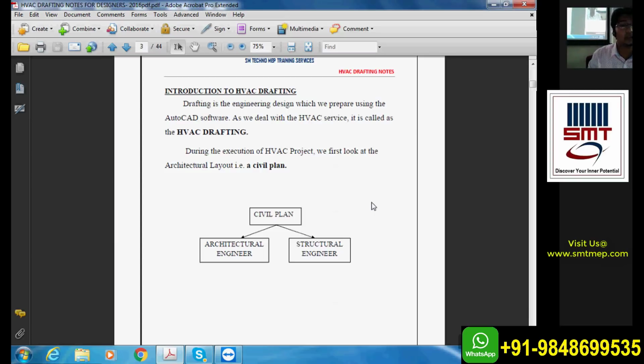All right, so the parameters, the function, the abbreviations, the follow-ups, the text, the commands also depend on the service that you're providing. Fine, so ये basic चीजें हैं जो you should know and you will be knowing जैसे जैसे course बढ़े. All right, then during the execution of the HVAC project, we first have to look at the architectural layout that is going to be a normal civil plan. Now, from a civil plan, there are two different things that have been distinguished here.